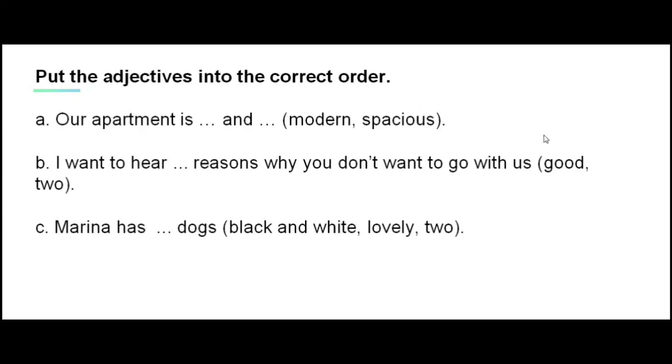Now read the following sentences and put the adjectives into the correct order. A. Our apartment is and modern, spacious. B. I want to hear reasons why you don't want to go with us. Good. 2. C. Marion has dogs, black and white, lovely too.